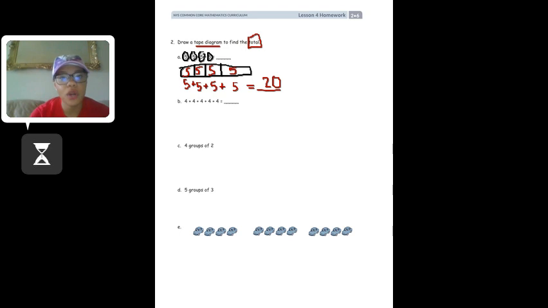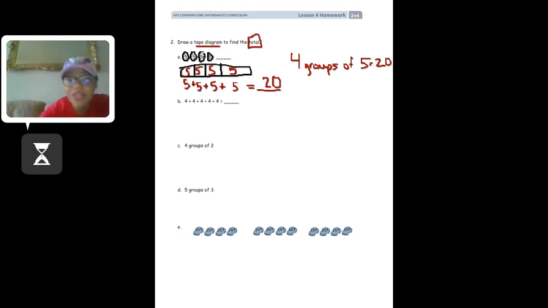That's right. We have 4 equal size squares. So that means 4 groups of how many in each group? 4 groups of how much? How many in each group? 5. We had the number 5. So 4 groups of 5 equals 20. Good job. Now let's move on to letter B.